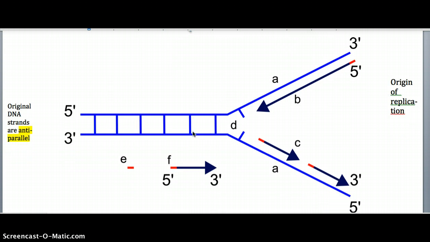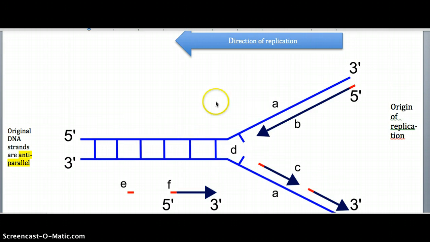And the direction of replication is indicated by this arrow. So the replication is occurring from the right-hand side of the screen to the left-hand side of the screen. Helicase, which is indicated by the letter D here, and there is a legend underneath for these letters, is going to be opening these hydrogen bonds in this direction as things are proceeding.